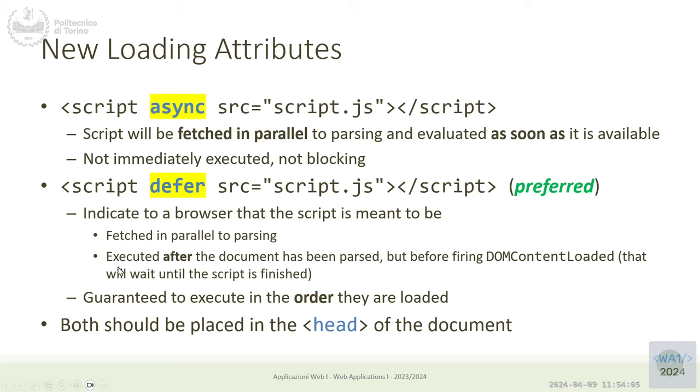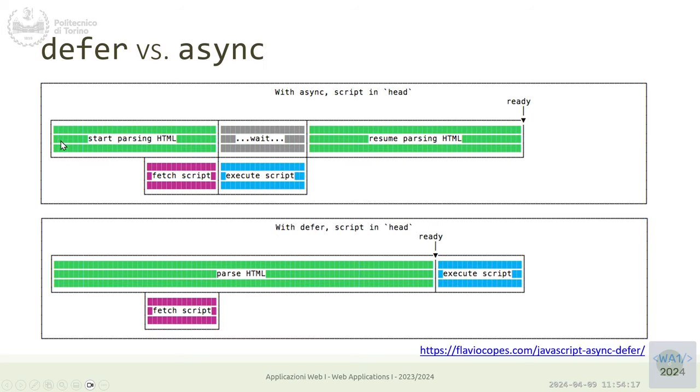Async means that the fetching of the file happens in parallel with the page loading, and the execution of the code happens as soon as the file has been downloaded. Like this. We start parsing the HTML, you find the script tag, and so you start downloading the file. And in the meantime, you continue processing the HTML.